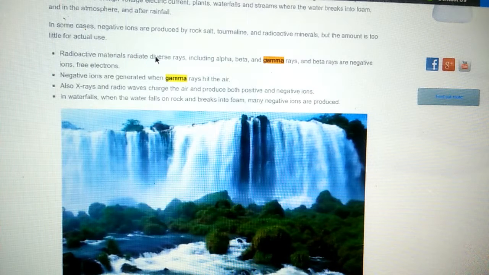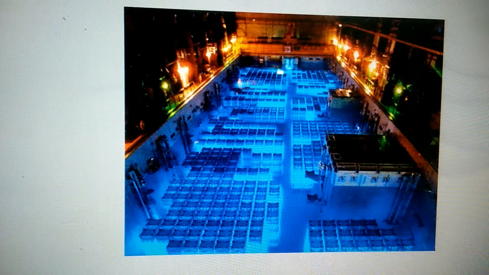Radioactive material radiates diverse rays, including alpha, beta, and gamma rays. Beta rays are free electrons. So negative ions are generated when the gamma ray hits the air. Here it is. So when the gamma radiation is put out, it produces negative ions. So all this water structure is actually turned into negative ions.